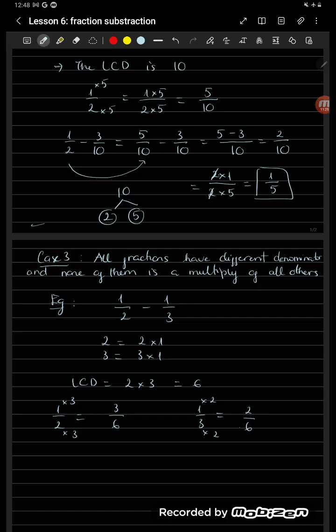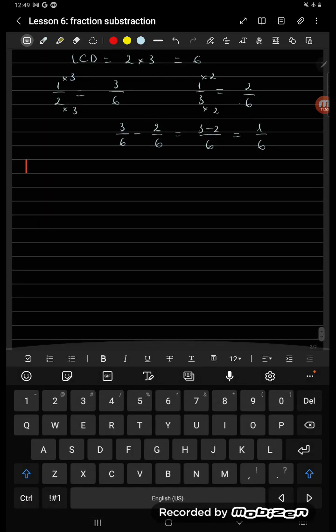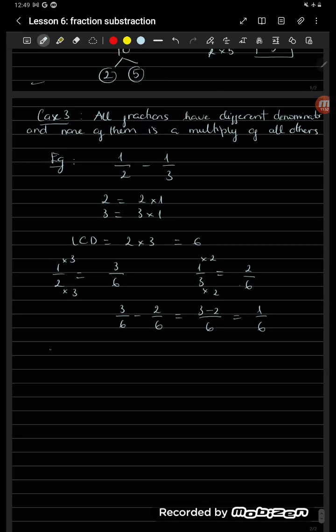So now both of them have the same denominator, so we just subtract them from each other. The first one subtract the second one, and it will be 1/6, because it's 3 subtract 2 over 6. And the answer is 1/6. So this example is pretty easy. We go to something a little bit more complicated.